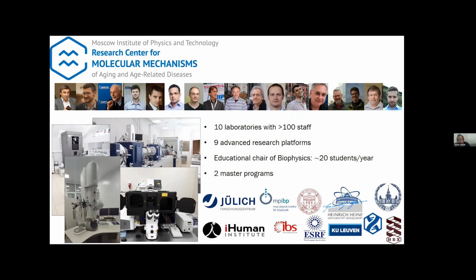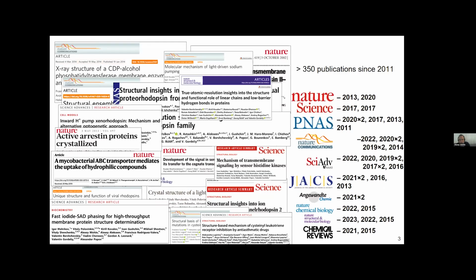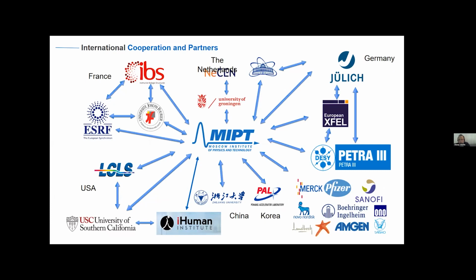It's a big research center with 10 laboratories, 9 advanced research platforms, and we also have a chair of biophysics which also has 2 master degree programs dedicated to different aspects of molecular biophysics and structural biology. Our center possesses quite a strong publication activity, and we also work in a big network of international collaborations with academic institutions all over the world, and also with some R&D departments of pharma companies. And now, the international focus is shifted mostly to China and South Korea, for instance.